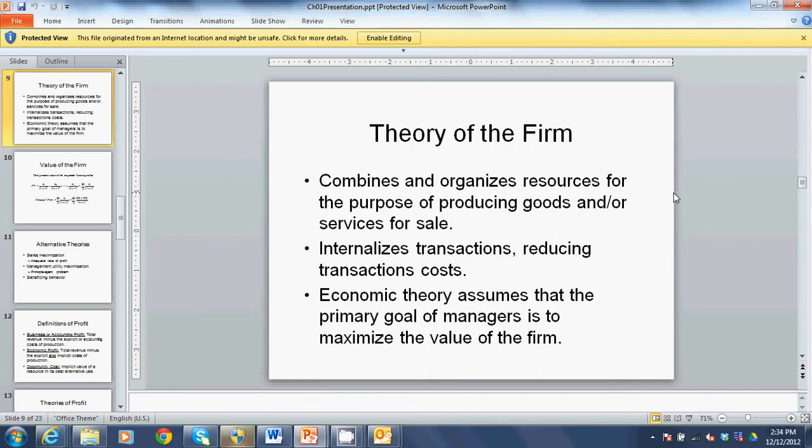Okay, let's continue. This is Nathan Smith again, going over the slides from Chapter 1 for Economics and Business in Visalia and North Fresno. We were talking about the theory of the firm, and I wanted to start at the last point here.